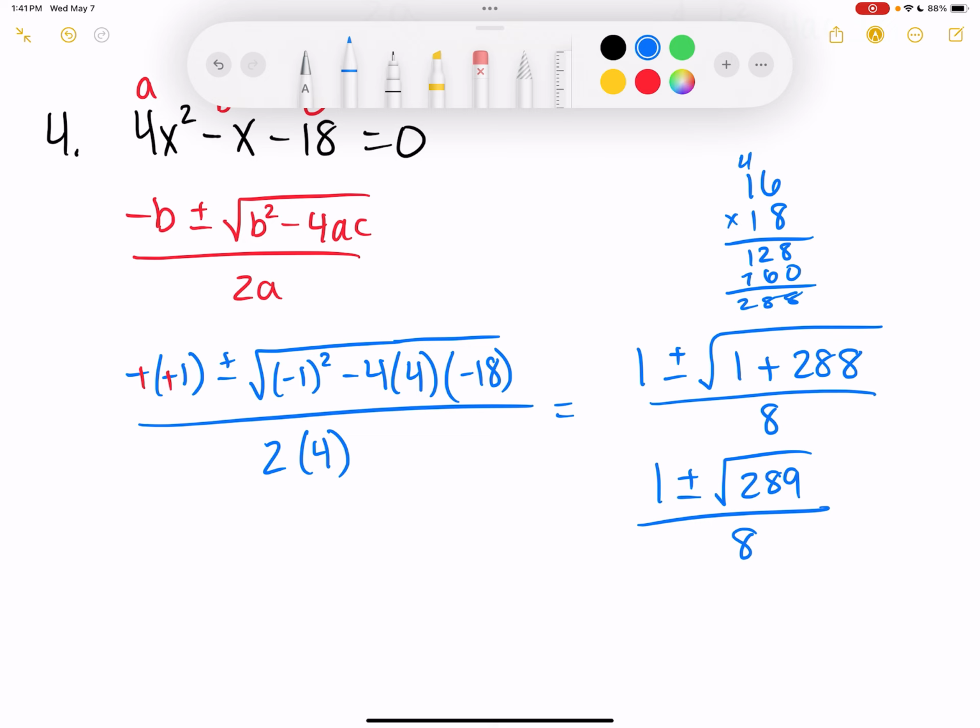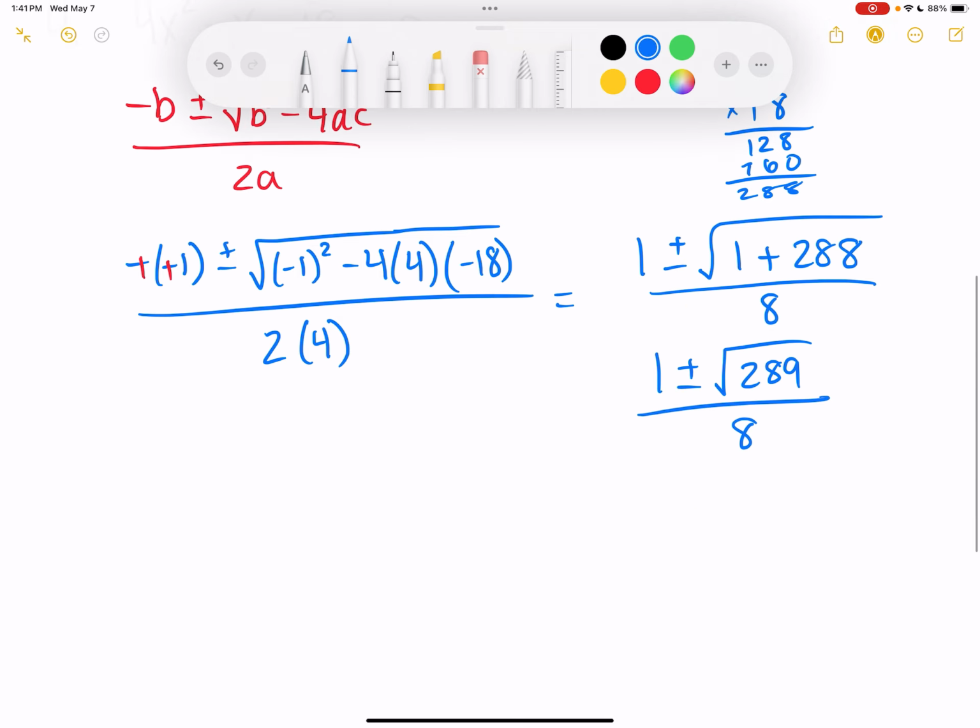And it is okay for you to leave your answer like that. 289 is not a perfect square. At least I don't think it is. Oh, it is. Scratch that. Shows how much I know. Nobody caught that. Somebody could have said it's 17.